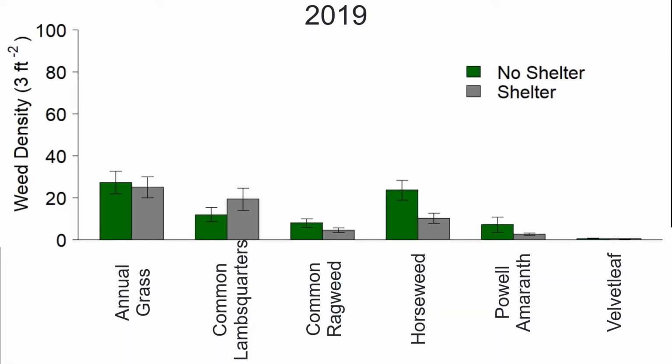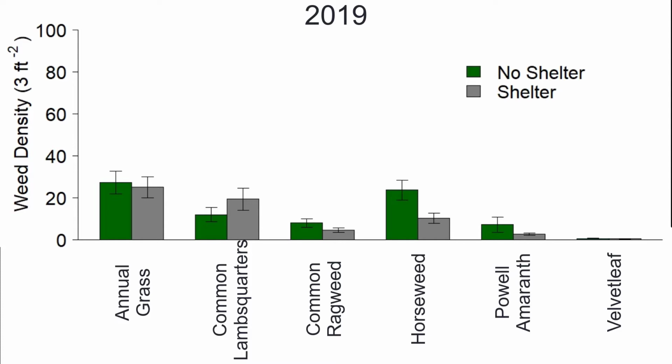This graph shows 2019 weed count results with weed density per 3 foot squared quadrat on the y-axis and weed name on the x-axis. Green bars represent plots that had full rainfall, so no shelter, and gray bars represent plots that received reduced precipitation, so with a shelter. In 2019, this location had a large variety of weed species, but these 6 were among the highest densities and can also be some of the most problematic weeds in Michigan production systems.